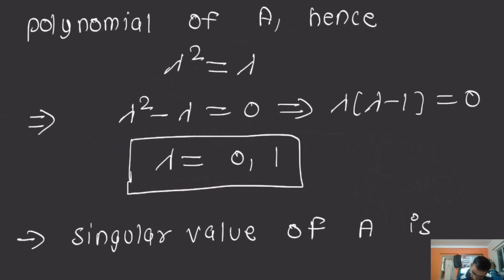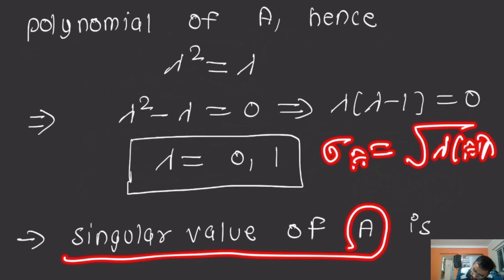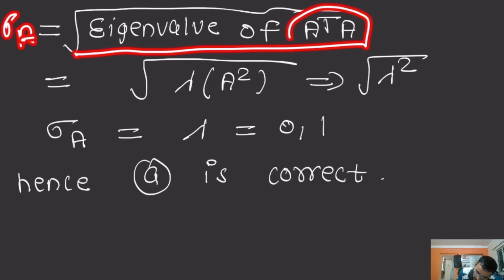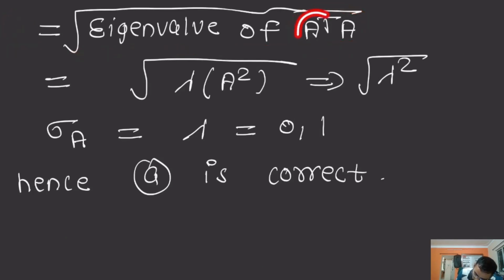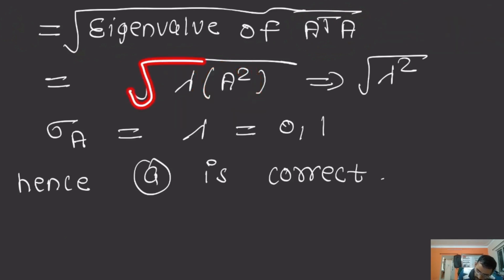Now we know that the singular value of A is nothing but the non-negative square root of A transpose A. This we have already seen, that is, the singular value of A is the non-negative square root of the eigenvalue of A transpose A. But we know that A transpose A is nothing but A square, then it will become the eigenvalue of A square.